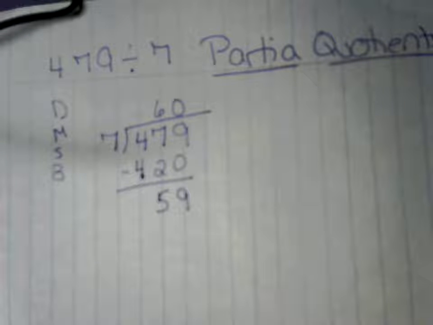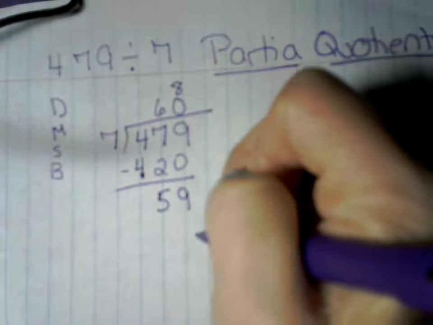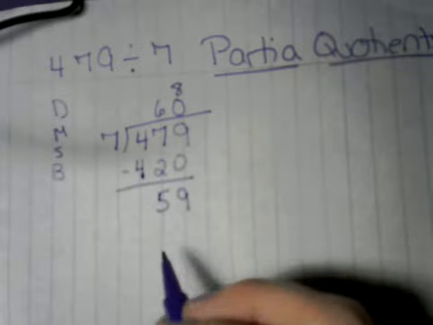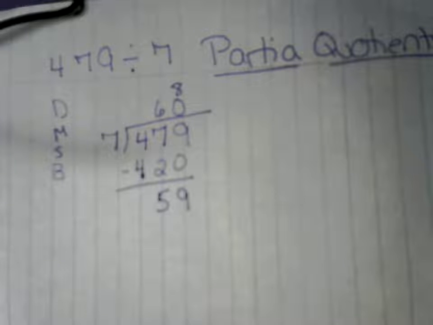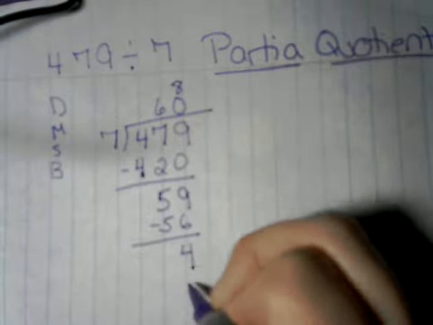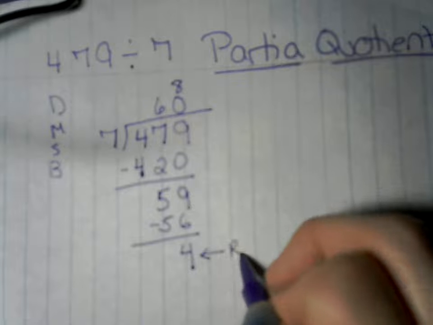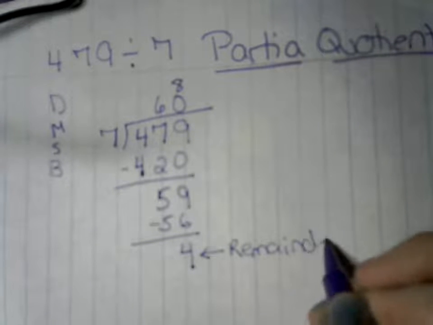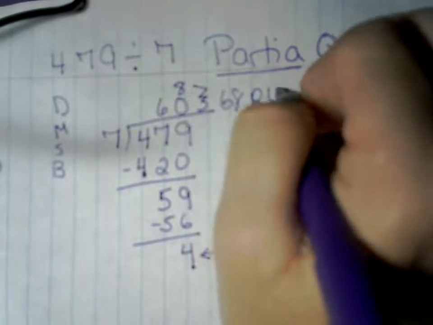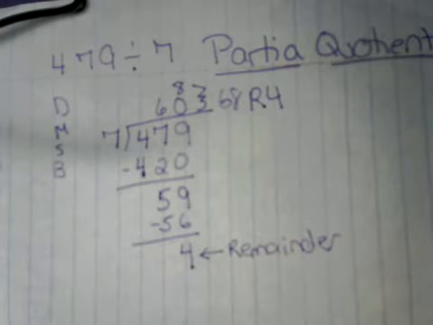All right. Now, next I'm going to say how many 7s are in 59. And if they can get to 8, that's great. If they pick 7 though, then it's okay too, because then they'll just have an extra one and it'll be okay. So my 8 times 7 gives me 56. And I end up with my remainder down here. So the answer is 68 remainder 4.